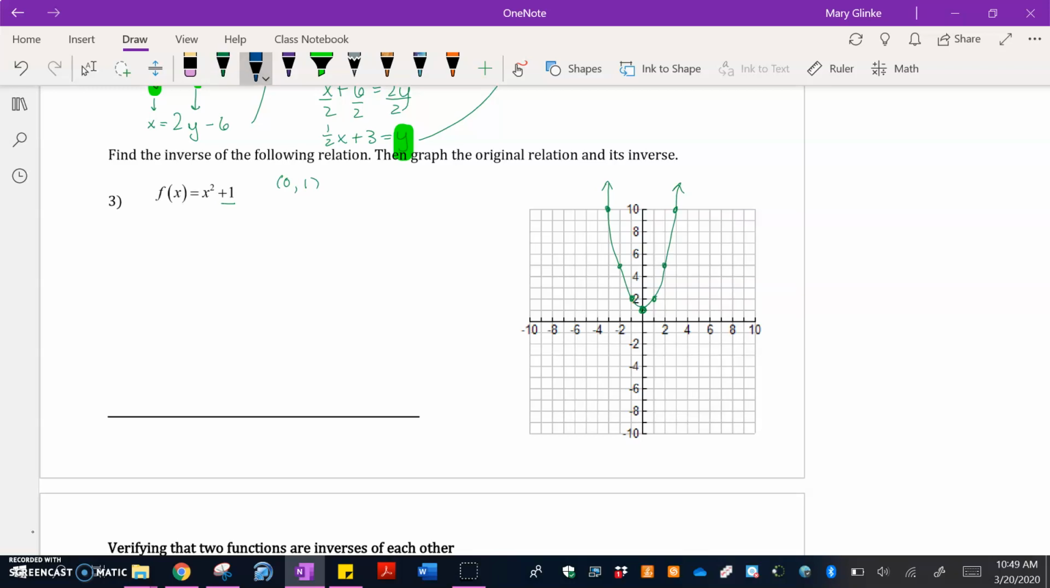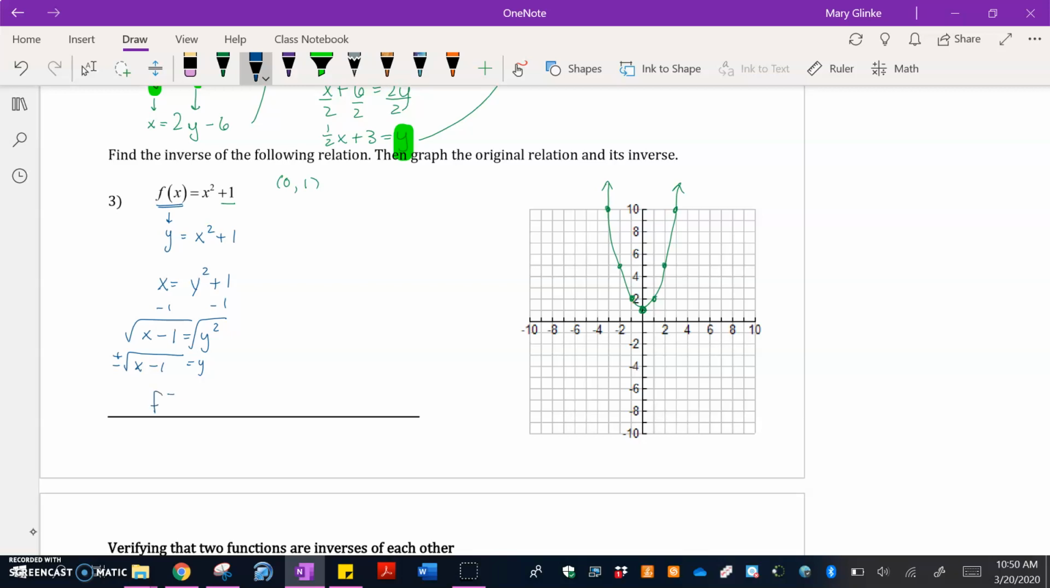So to find our inverse function, what we're going to do is switch x and y. Remember, f of x here means y. So we're going to replace y with x. We're going to replace x with y. And we're now going to get y by itself. So subtract 1. We're going to square root both sides. And when we square root, we're going to have plus or minus out in front of the square root. So it's going to be y equals plus or minus the square root of x minus 1.